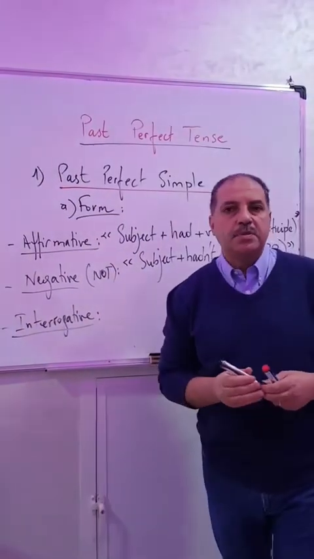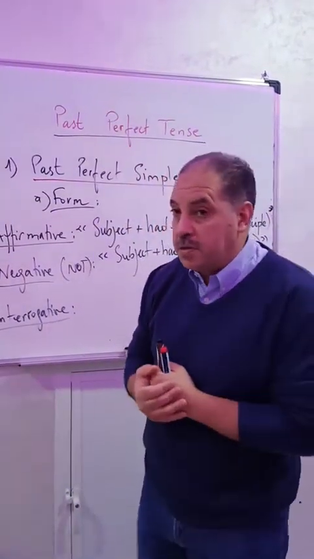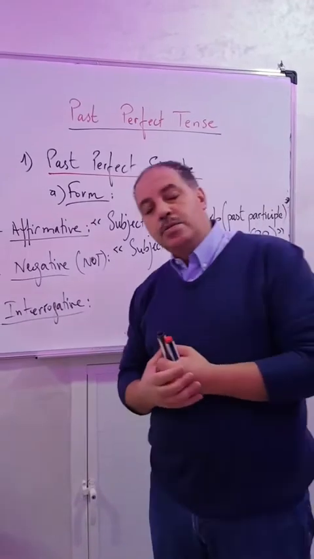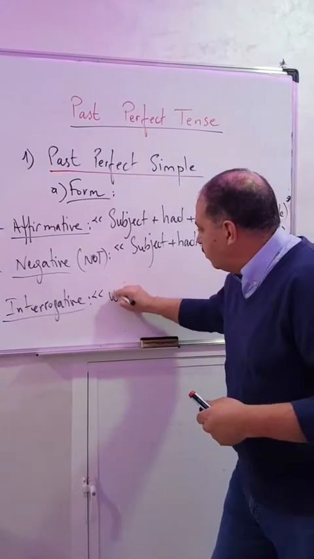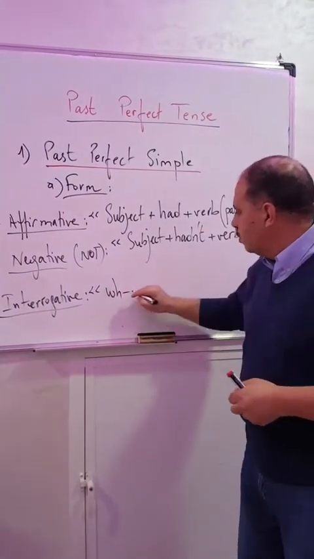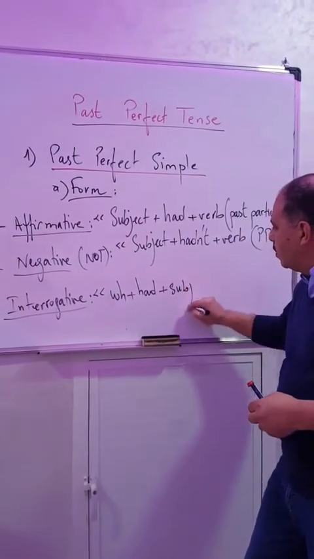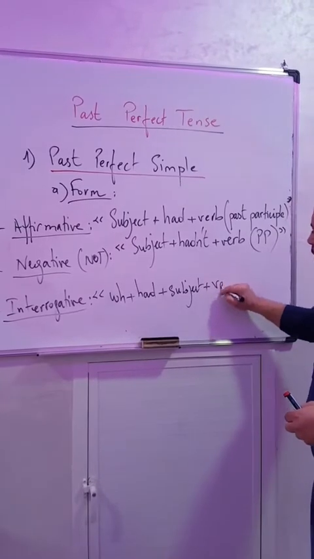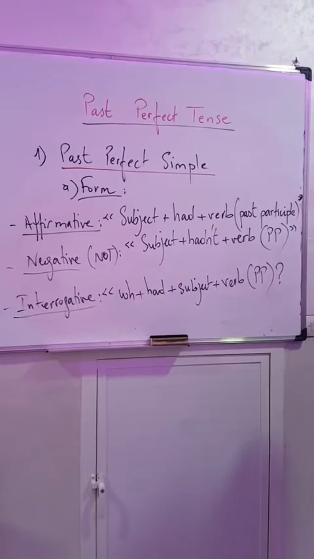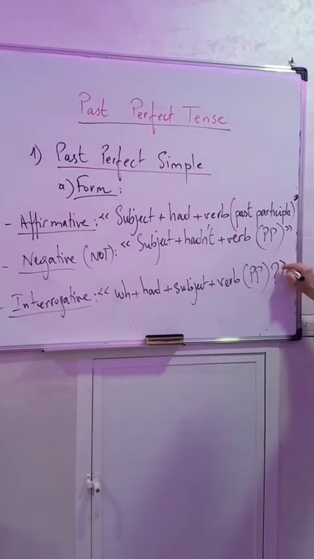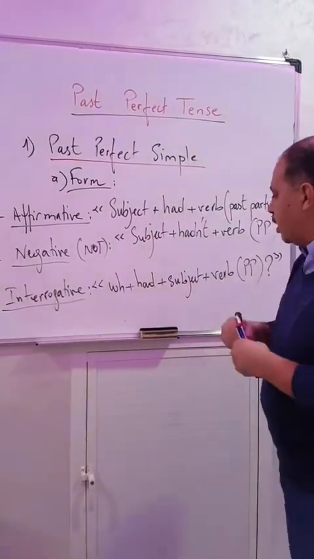Interrogative form means sometimes we need to ask questions by using past perfect simple. So what do we need to form an interrogative sentence? We need the following structure: WH plus had plus subject plus verb, and this verb is in past participle, and of course a question mark. You notice here the inversion of subject and auxiliary.